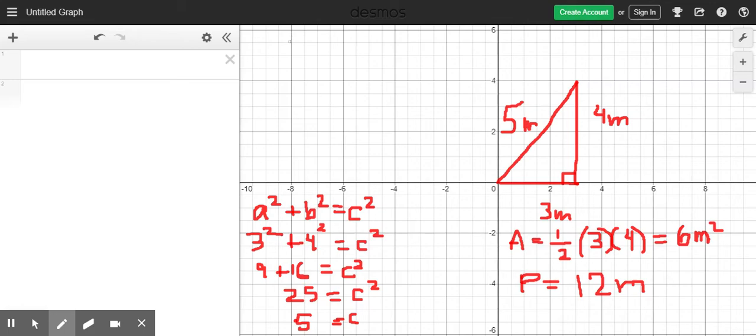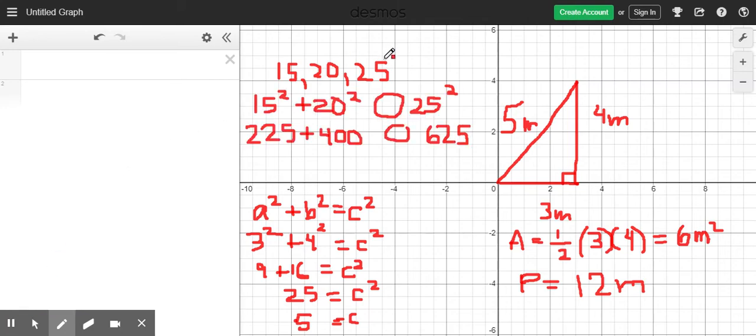So I'll give an example and you tell me if it's a right triangle. Let's say you have side lengths of 15, 20, and 25. Will those side lengths make a right triangle?